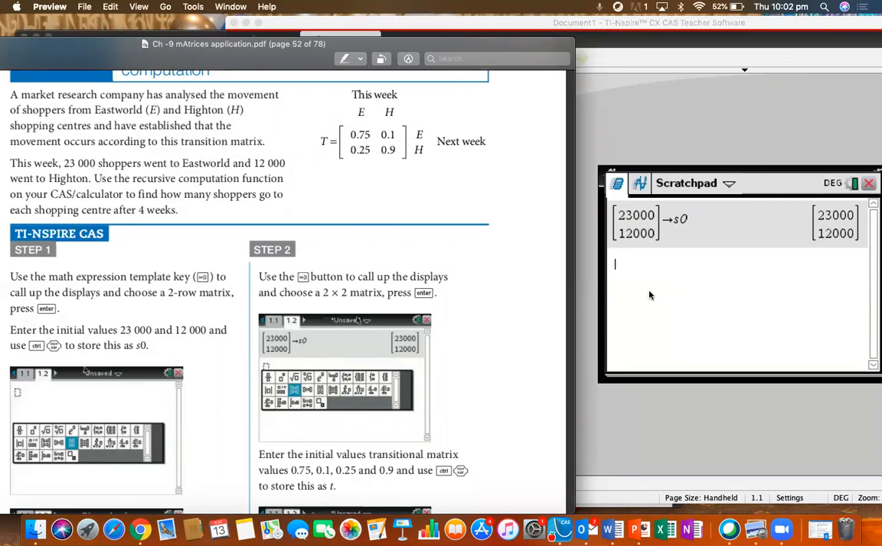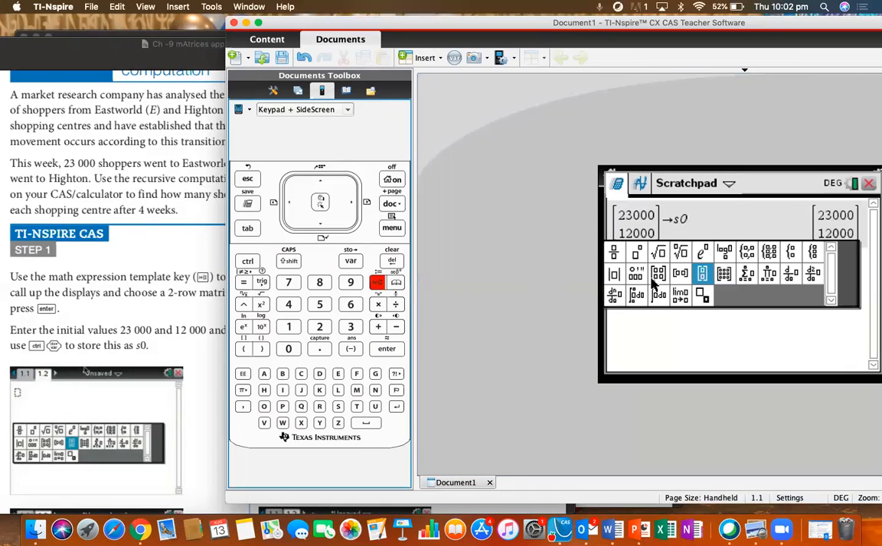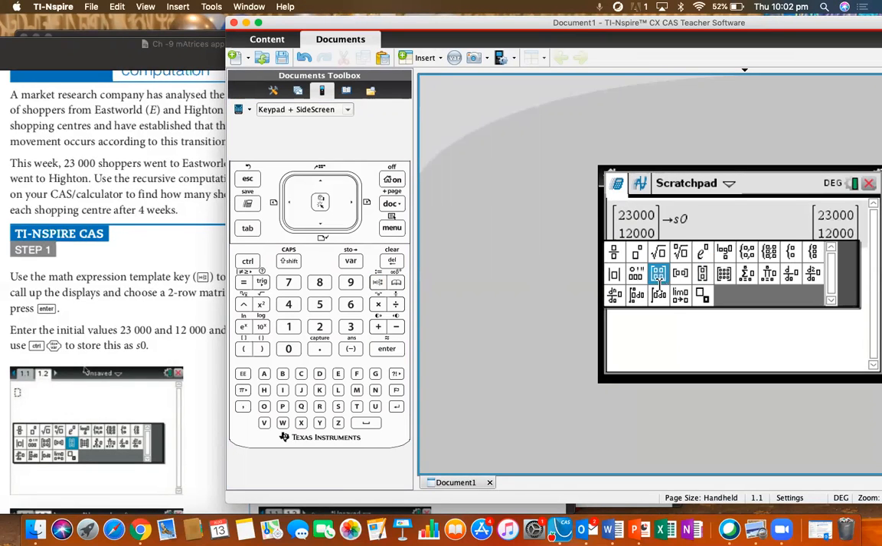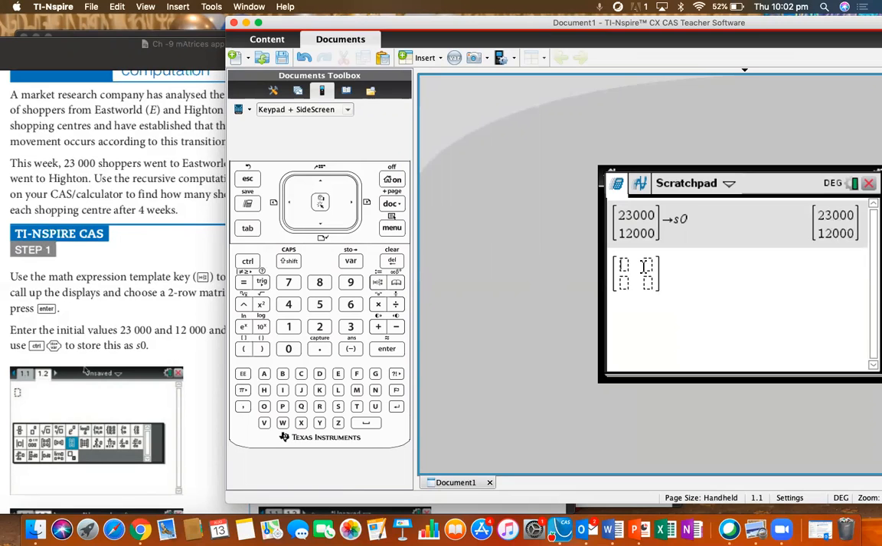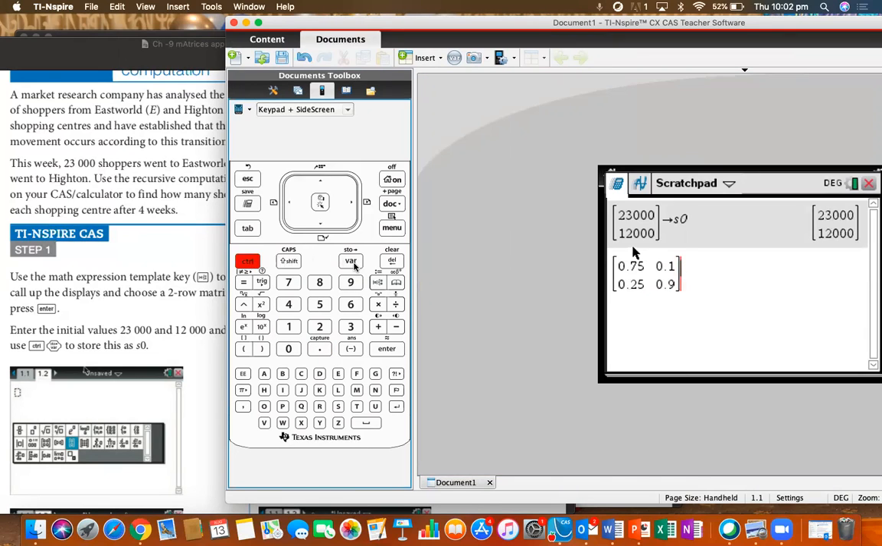So you need to enter that matrix here. So again, you write that one. So it was, I think, 0.75, 0.1, 0.25, and 0.9. Okay, so now this matrix, store, control, and here store it as T and enter. So now these two are stored.